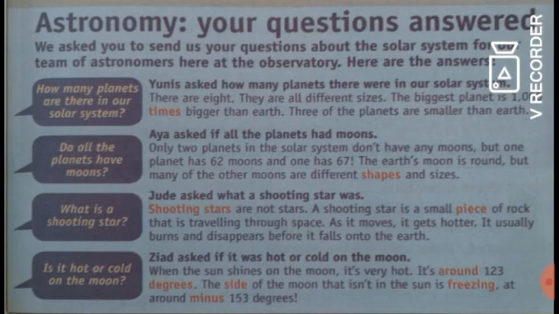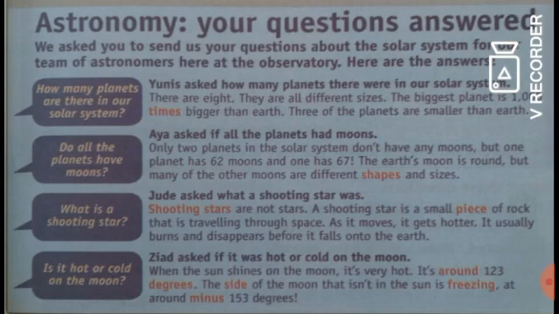What is a shooting star? Judy asked what a shooting star was. Shooting stars are not stars. A shooting star is a small piece of rock that is traveling through space. As it moves, it gets hotter. It usually burns and disappears before it falls onto the earth.